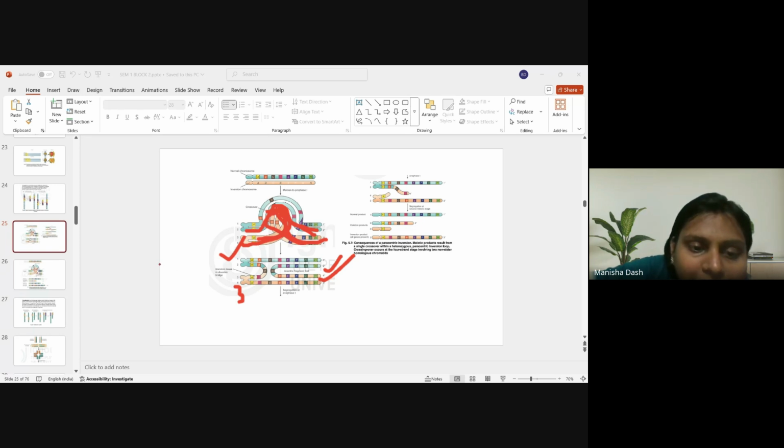There is no centromere in this particular chromosome, so this is what is called an acentric chromosome. So without a centromere the chromosome will not survive and it will be degenerated, so it will be completely disintegrated.